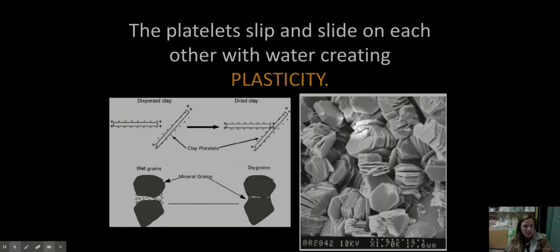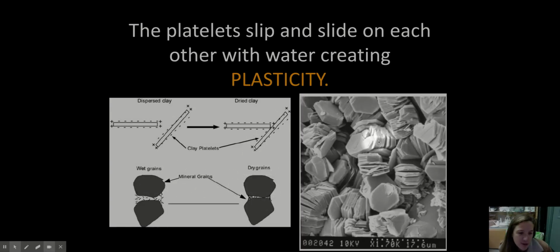Here's another picture of clay under the microscope. So lots and lots of these little hexagonal platelets stack on top of each other. And when they're wet, they have these little positive and negative charges that kind of stick them together. So here's dispersed clay, where they're kind of apart. And then as they dry, they get kind of stuck together.